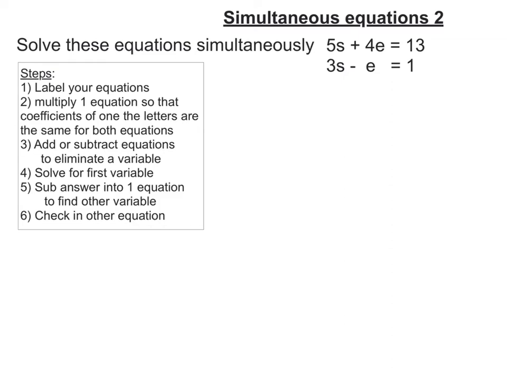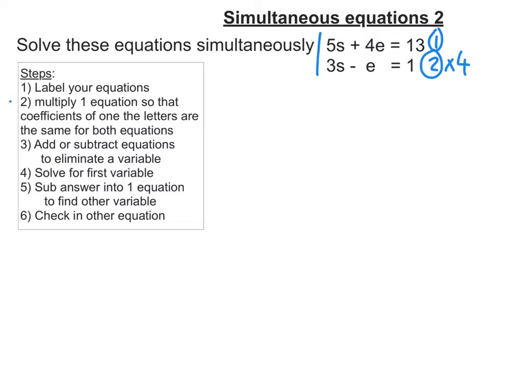Simultaneous equations 2. What you'll notice different about these equations is that the coefficients of s and e are all different, so I need to add in an extra step when trying to solve these. So let's solve them. Step 1, label. Step 2, multiply one of the equations so that the coefficients of one of the letters are the same for both equations. So I'm going to multiply equation 2 by 4.